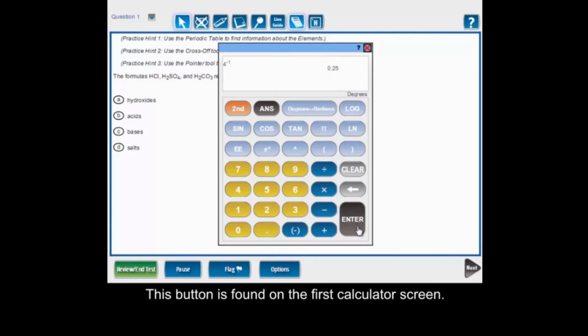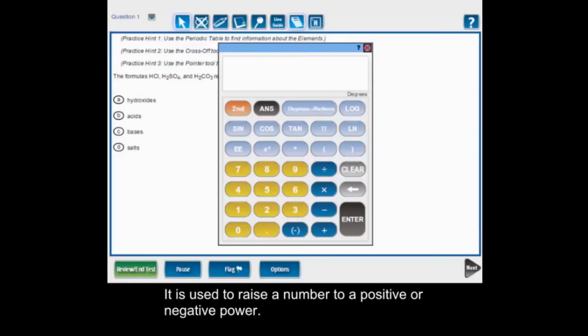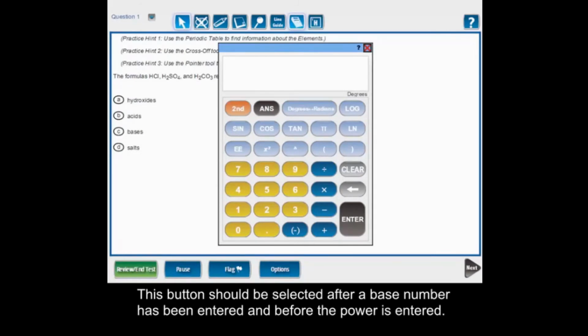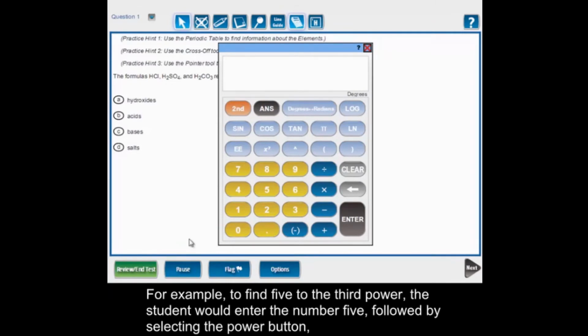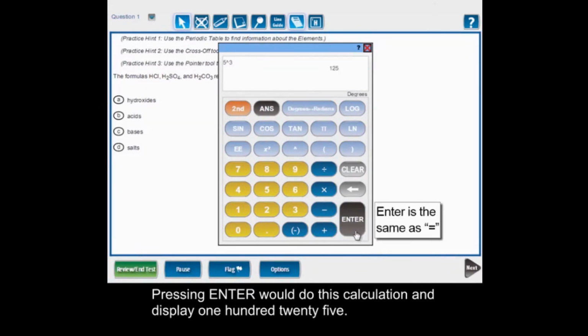This button is found on the first calculator screen. This button is the power button. It is used to raise a number to a positive or negative power. This button should be selected after a base number has been entered and before the power is entered. For example, to find 5 to the third power, the student would enter the number 5, followed by selecting the power button, and then followed by entering the number 3. On the screen, 5 to the third power would be displayed. Pressing Enter would do this calculation and display 125.